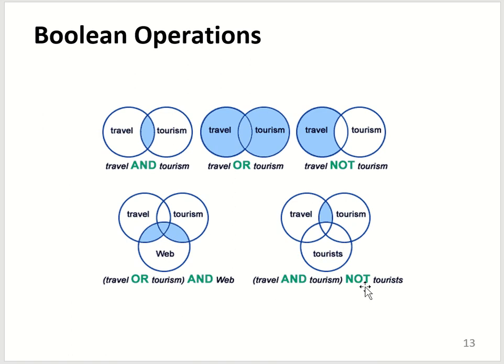Travel and tourism, not tourists. We start with the travel and tourism expression. So you can picture, after just reading that expression, this middle intersecting area would be blue, but then evaluating the expression using not tourists, that bottom region of the intersection is no longer blue.